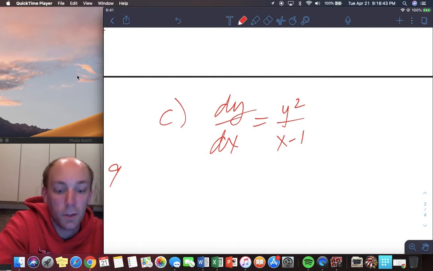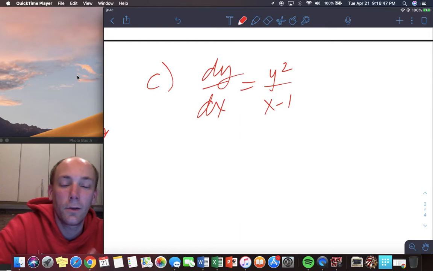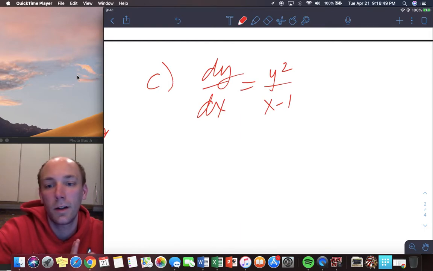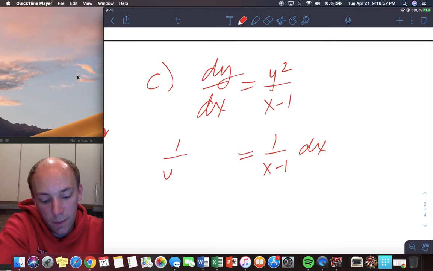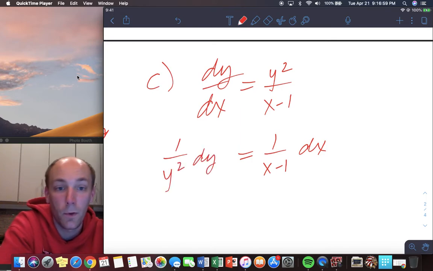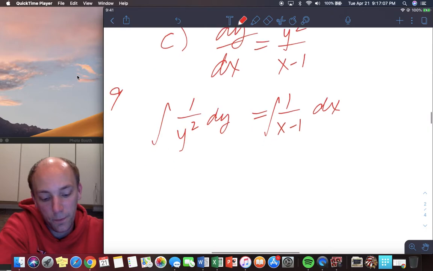So when I solve this, we need to start by separating the variables. Anything with a y will need to go on one side, and anything with an x will need to go on the other side. So I'm going to multiply by dx, and I'm going to divide by y squared, okay? First step, separate your variables. Next, to get rid of the dy and the dx, I'm going to take the integral on both sides, okay?